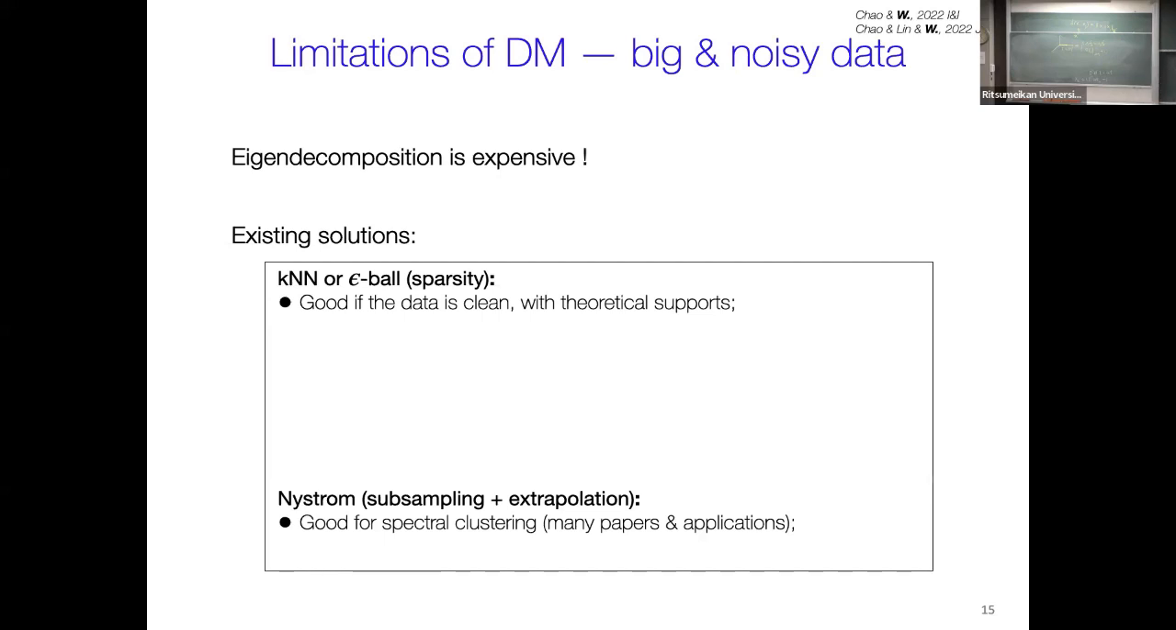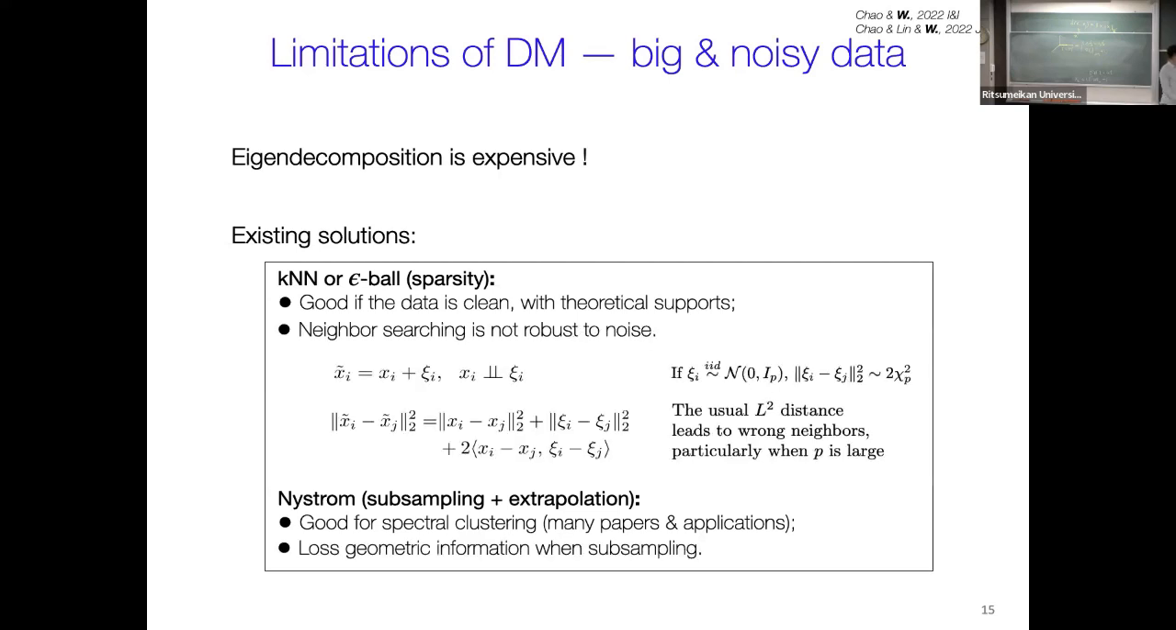But it is good only if the data is clean. If data is not clean, you will have some troubles. The trouble is about neighbor searching. The neighbor search is not robust to noise. Why? If you have noisy data, and the data Xi is contaminated by independent noise, epsilon i, then you see the Xi and Xj distance can be written in this way. Suppose epsilon i is just IID, then you get a chi-squared distribution, and when noise exists, this is a non-central chi-squared.